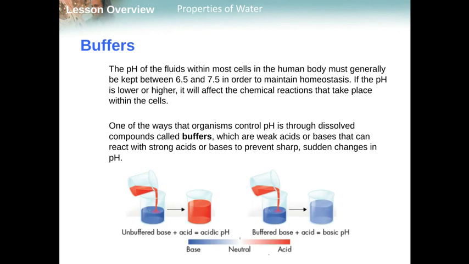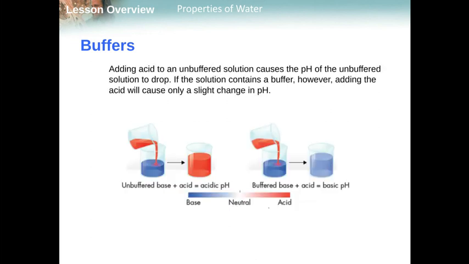Now, the question is, how do we buffer these? Okay, we want to not have these huge changes in pH within our body. So we want to keep most of the body between a pH of 6.5 and 7.5 to maintain homeostasis. Now, if the pH is lower or higher, it'll affect the chemical reactions that will take place, and we use buffers to help do that. Okay, so adding acids to an unbuffered solution causes the pH to change drastically. However, if you add the acid and the solution contains a buffer that can help neutralize that, it will only cause a slight change in pH.